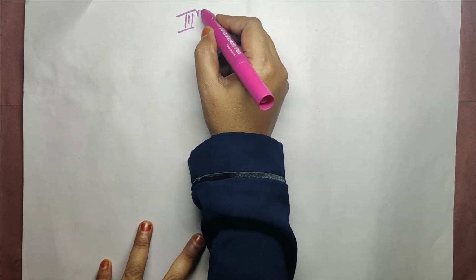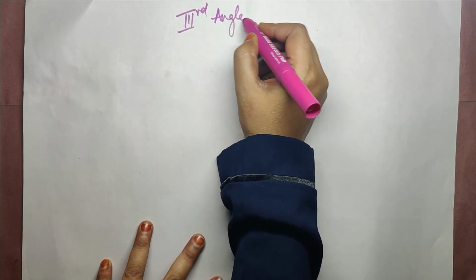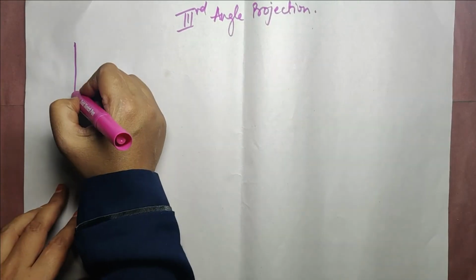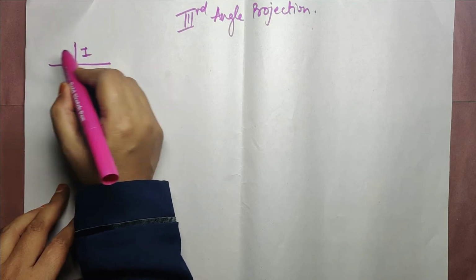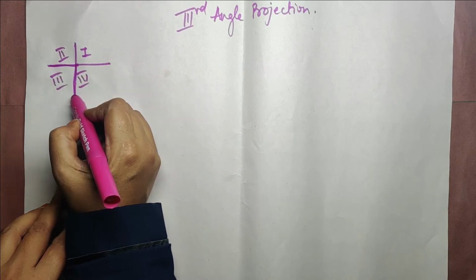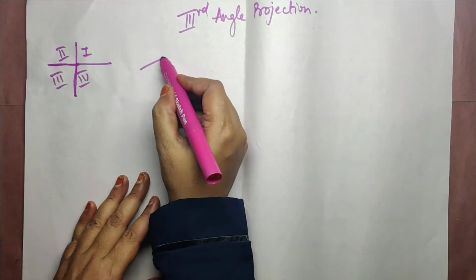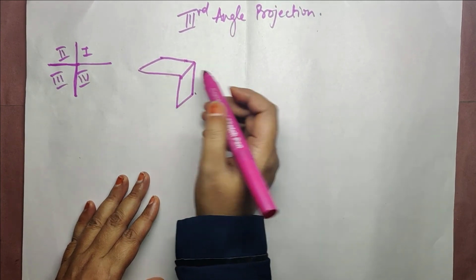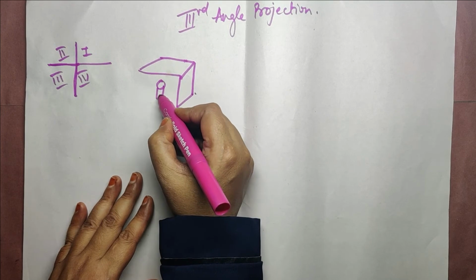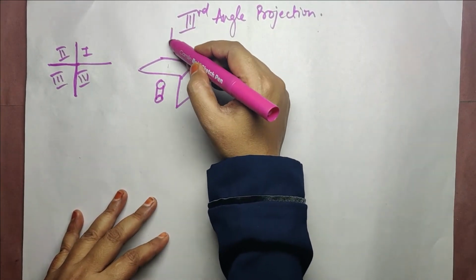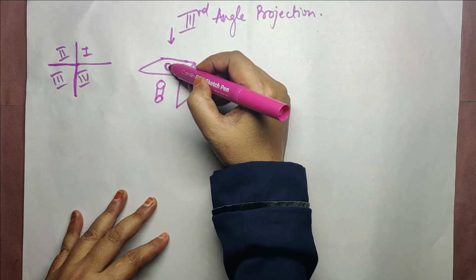Okay, the concepts of third angle projection. So these are the four quadrants: first, second, third and fourth. Okay, so we are going to use the third quadrant. So I will take a plane like this and a plane like this. Okay, and I will place a cylinder over here. This is the cylinder. Now when I see from above, I will find a circle over here.